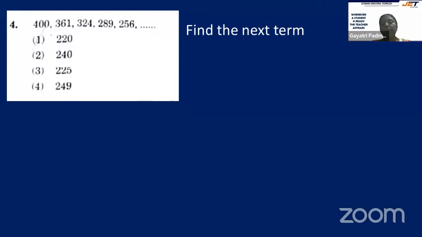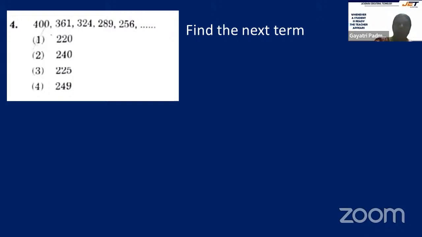We have 400, 361, 324, 289, 256, and what should be the next number? So, this reverse practice is not done here, right? Yes. So, 30 seconds time is given to you. So, quickly think over this.